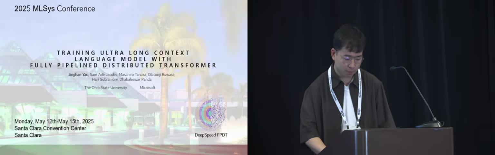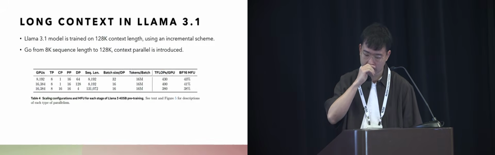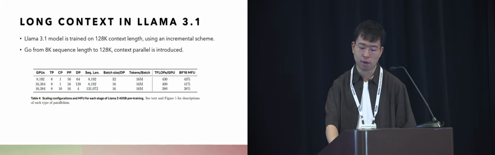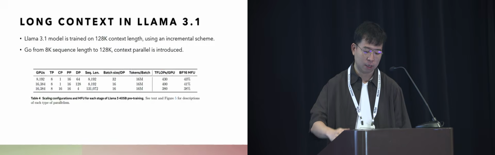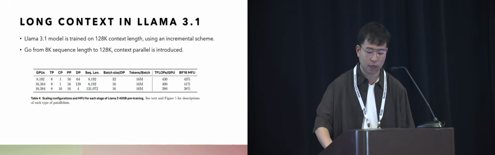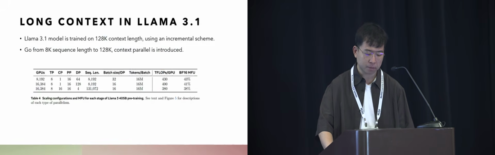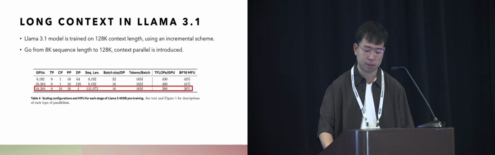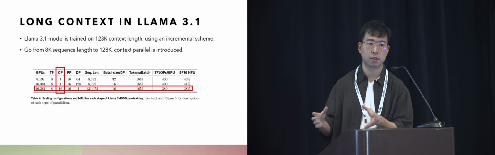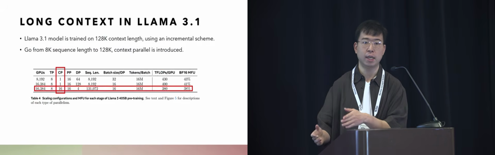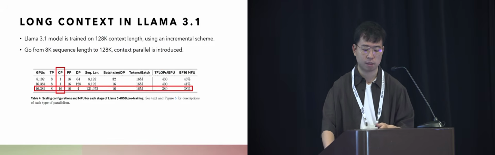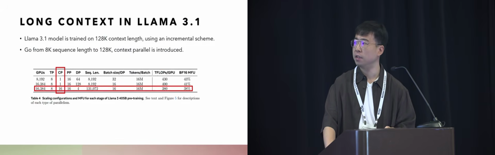Let's get started. I always want to dive in with this very nice table, which I grabbed from the Llama 3.1 technical report. Here is some background. The Llama 3.1 model is trained on 128K context length, but it uses an incremental scheme. When you go from 8K sequence length to 128K, you will need more GPUs in your context parallelism group. If it's only 8K, then everything's fine, but at 128K you need 16 GPUs to do the context parallel. Again, this is just some background that I will dive into later.